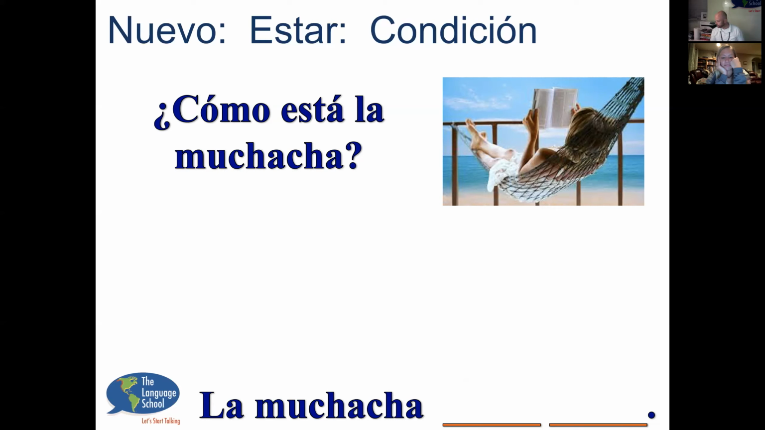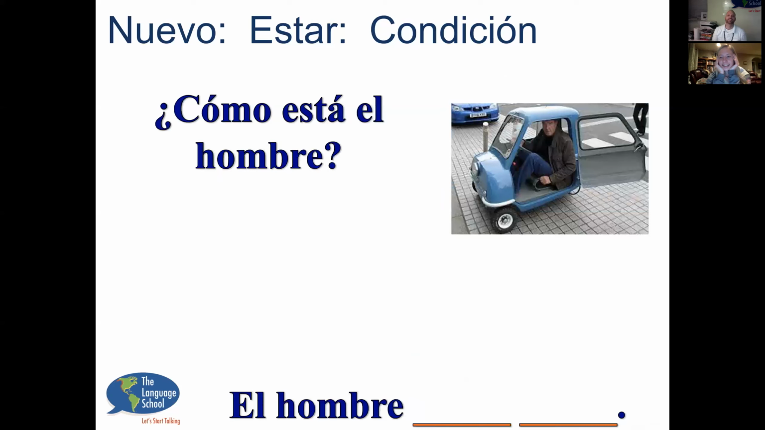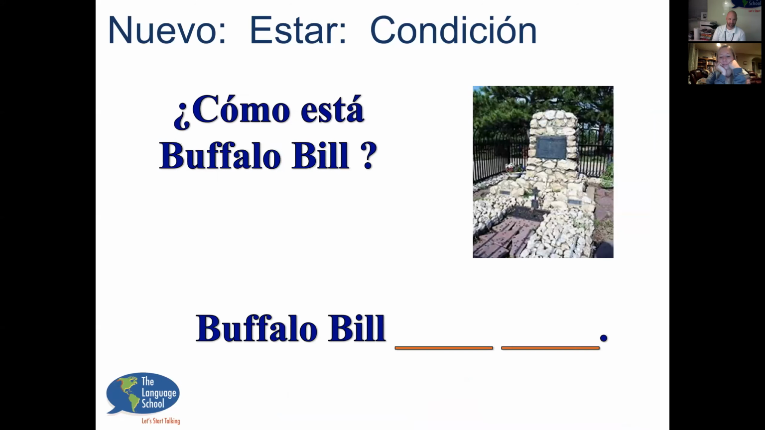La muchacha está contenta. See, here we go. Oh, okay. Like relaxing in the hammock on the beach. Está cómoda. Cómoda. But you're right. I bet she is happy as well. ¿Cómo está el hombre? El hombre está incómodo.